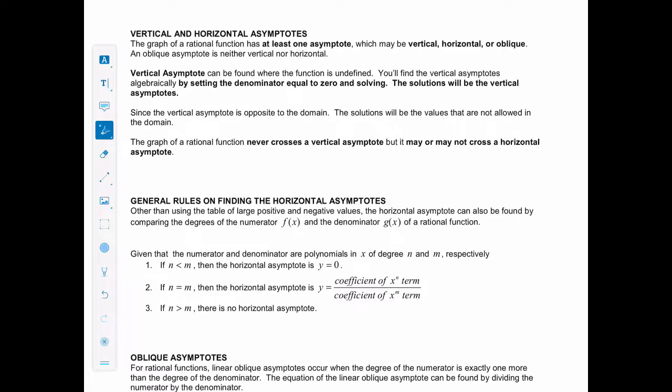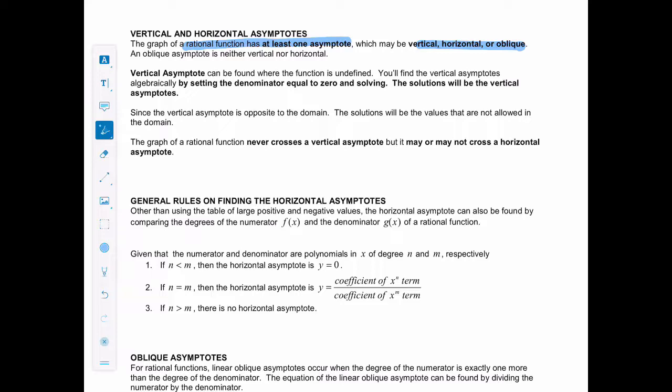Vertical and horizontal asymptotes. It says the graph of a rational function has at least one asymptote, which may be vertical, horizontal, or oblique. We should have covered all of these concepts last year in advanced functions, but I'll try and go through some ways of actually figuring this out as well. This lesson, when we're doing obliques, will be a little bit different.